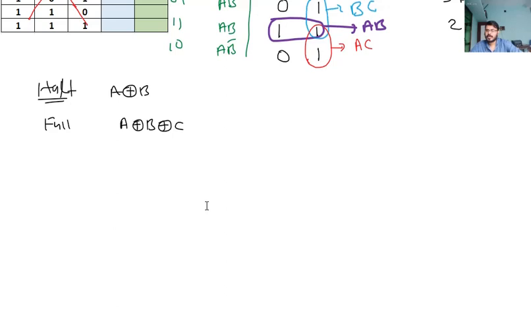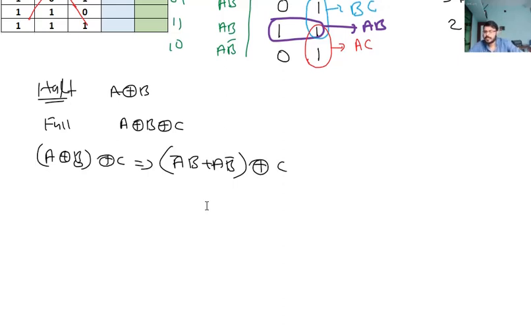Now let us consider this term. So I am doing A XOR B XOR C. What is this term? A XOR B is equal to A complement into B plus AB complement, then you have to XOR this term with C. Okay. So suppose I'm naming this term as Y. Then this will be equal to Y complement C plus Y C complement. Now what is Y complement? Y is equal to A complement B plus A B complement.